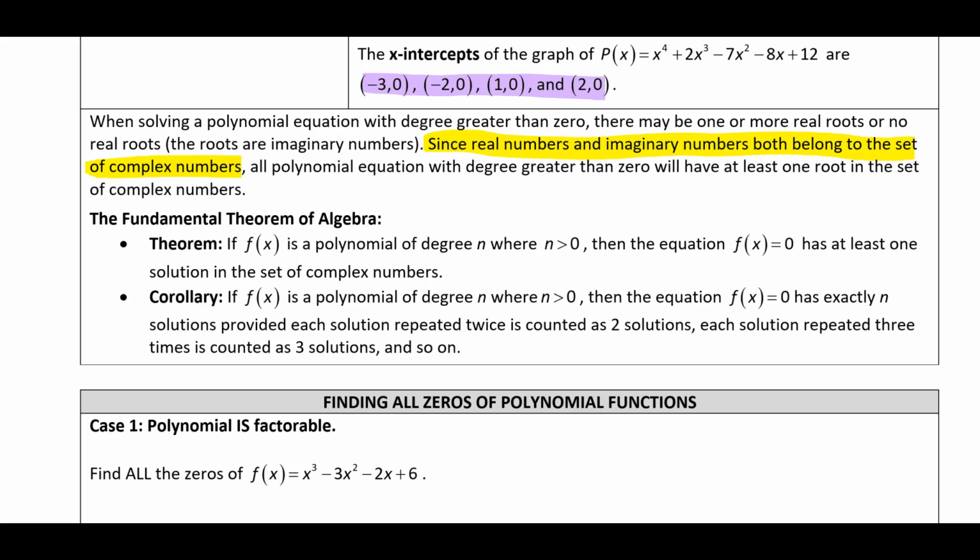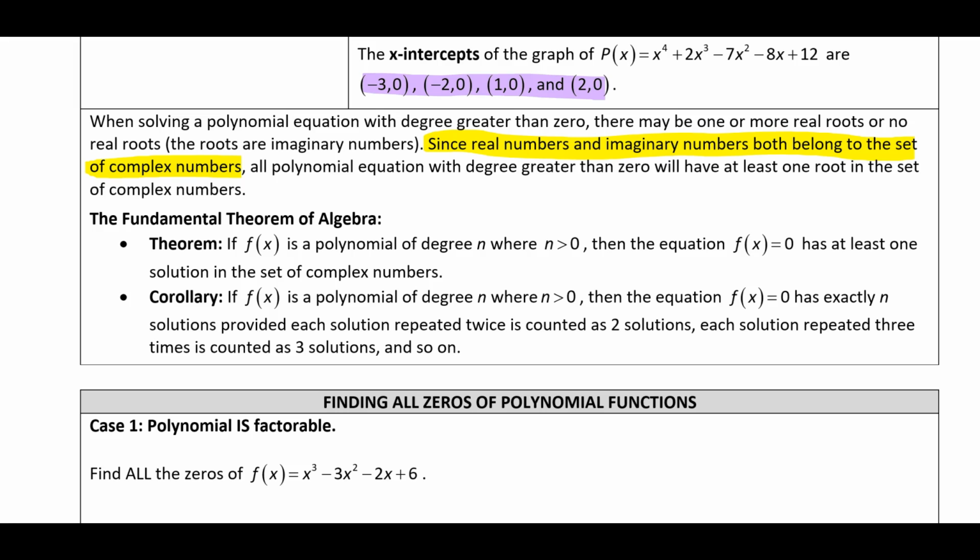So a real number is a complex number. It's just purely real. An imaginary number is a complex number. It's just a pure imaginary. And then you can have a mix of a real with an imaginary part. Okay, so real is part of complex. So this theorem says that there's at least one solution in the set of complex numbers.